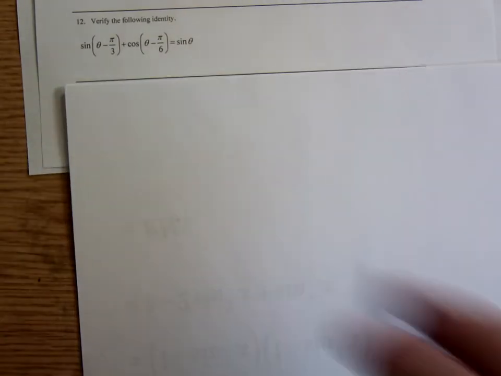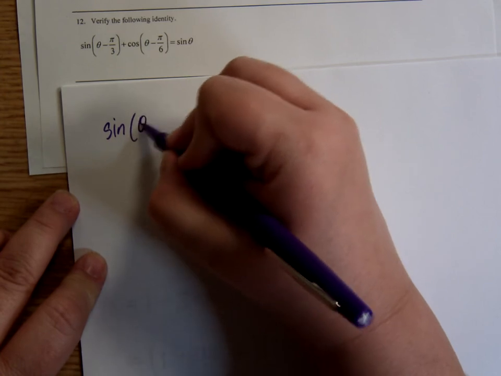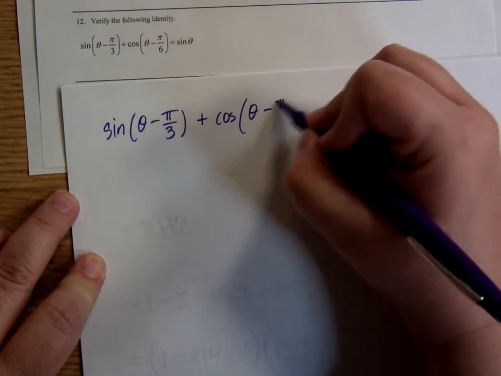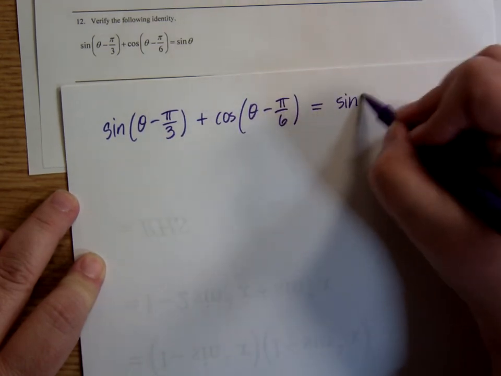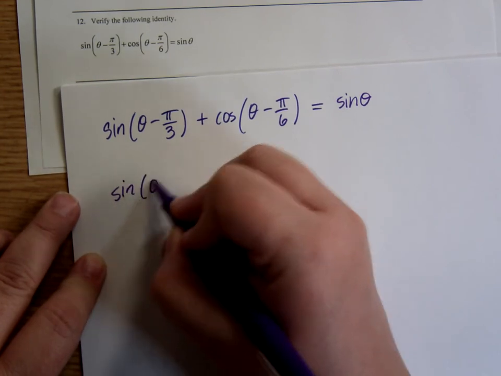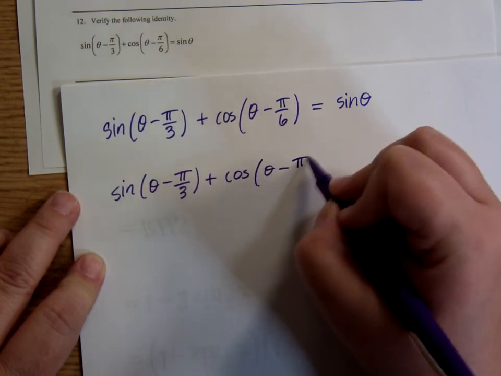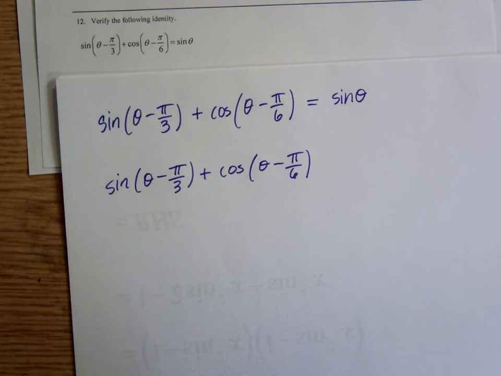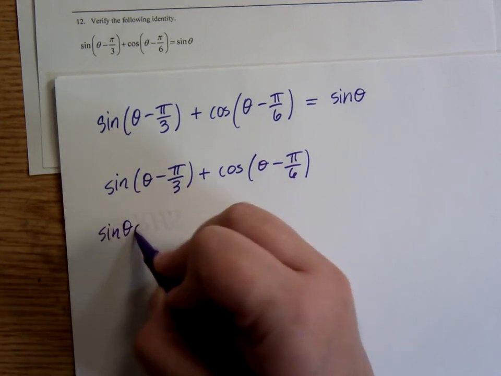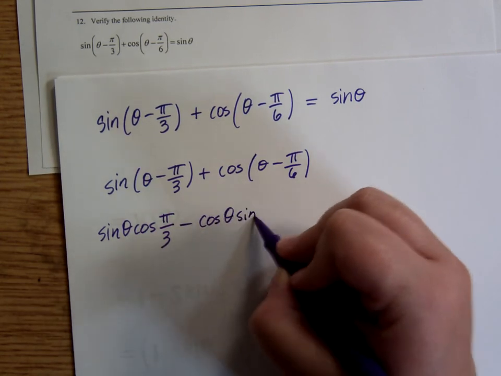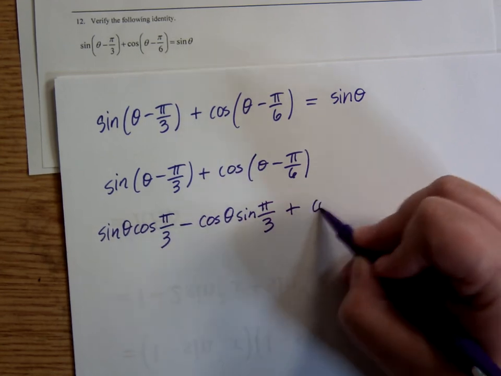Next, number 12, verify the following identity. Okay, sine of a difference of two angles, plus cosine of another difference of two angles, equals sine theta. I wrote the whole problem, so here's me starting the problem. It's just writing the left-hand side. And now I need to use each of those formulas. The sine difference formula looks like this. The cosine difference formula looks like this.